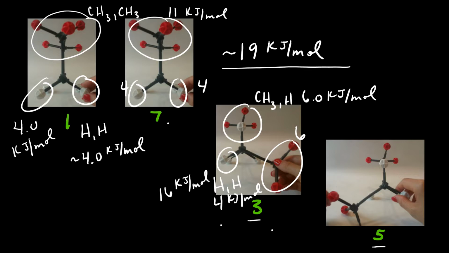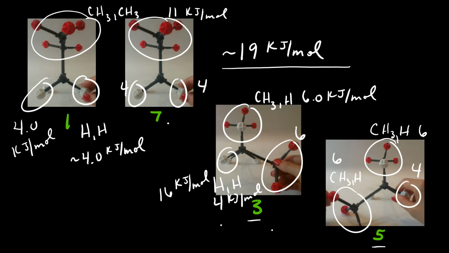Same thing for number 5, where you have CH3H. So this is a 6. You have CH3H. So this is a 6. And then you have the HH, which is a 4. So once again, we are left with about 16 kilojoules per mole for this particular conformation.